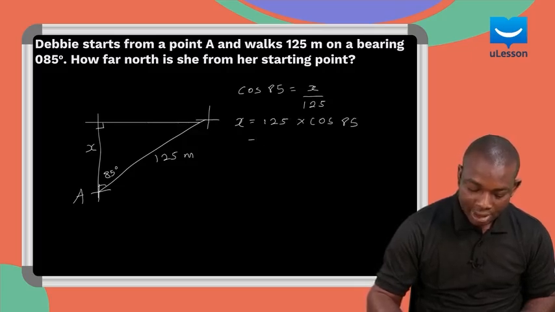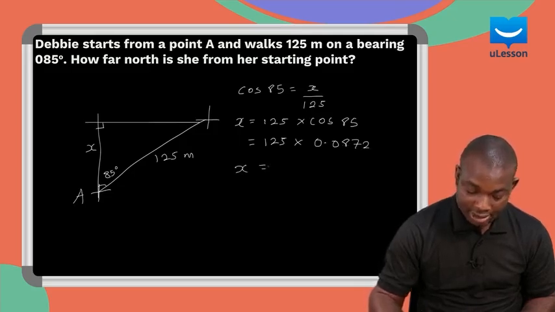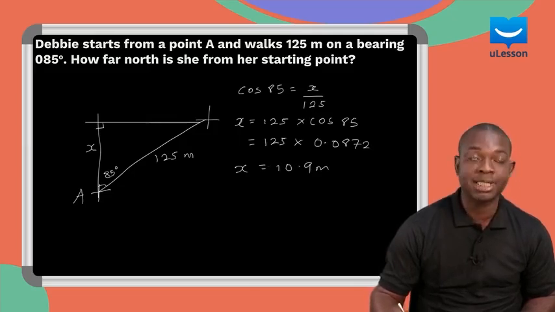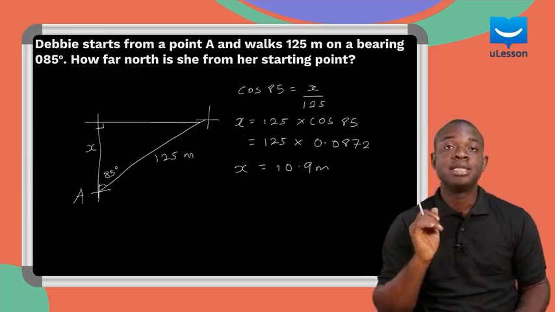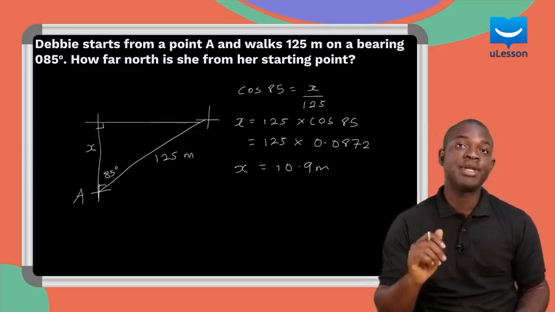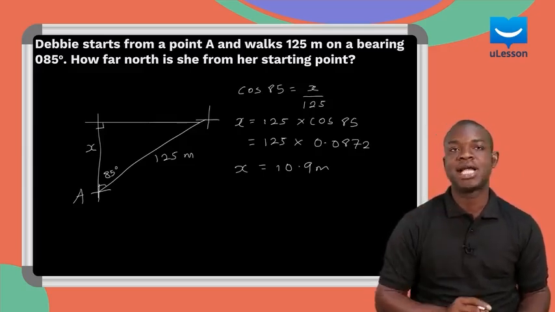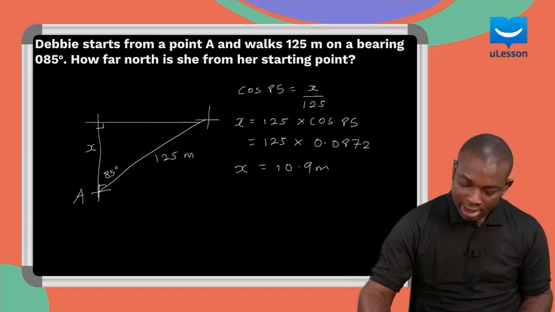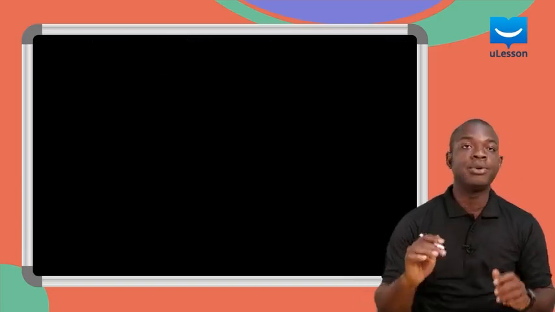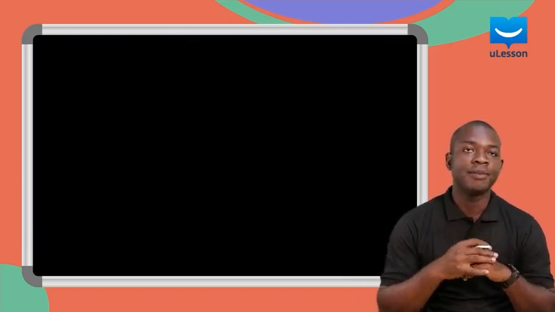Now from our tables, we'll get the value of cos 85 to be 0.0872. And when we multiply those values, x is equal to 10.9 meters. This means that Debbie is 10.9 meters north of her starting point. Let's take one last example and then we end the lesson.